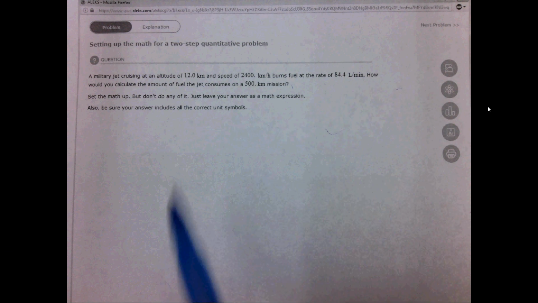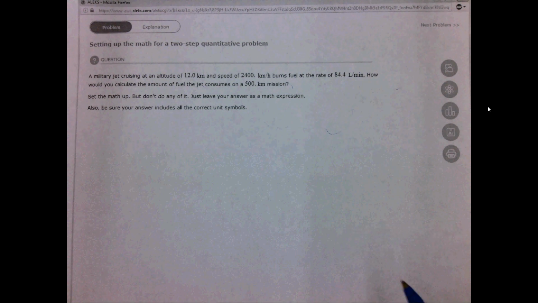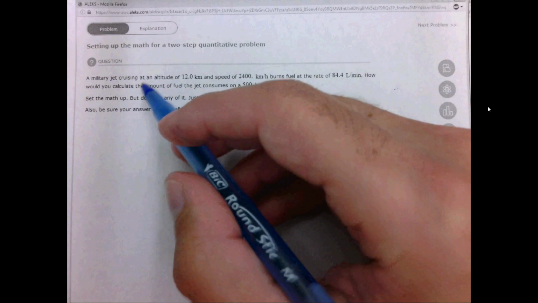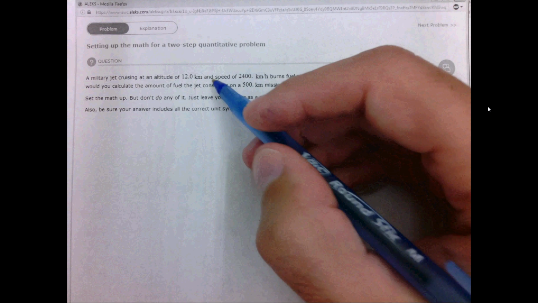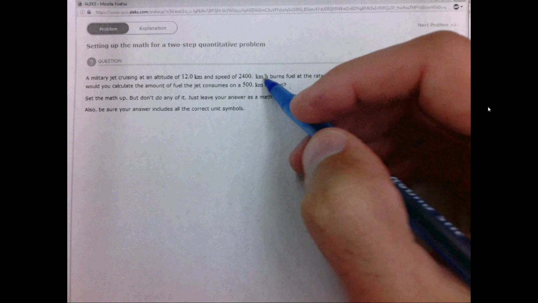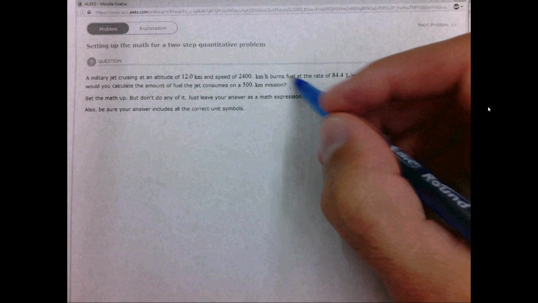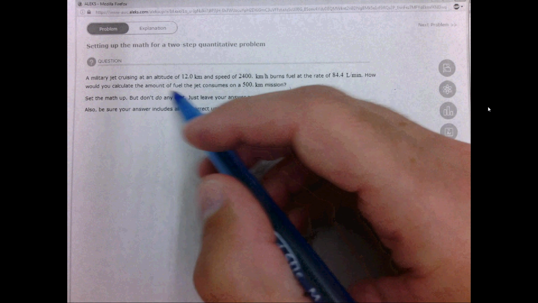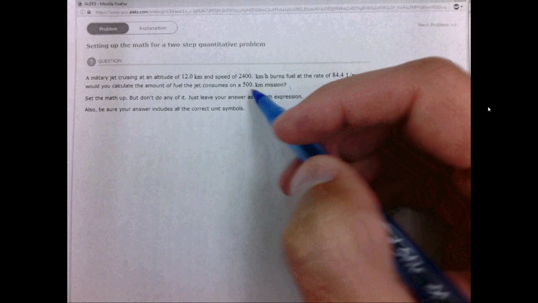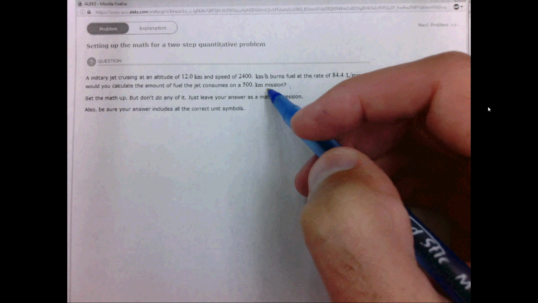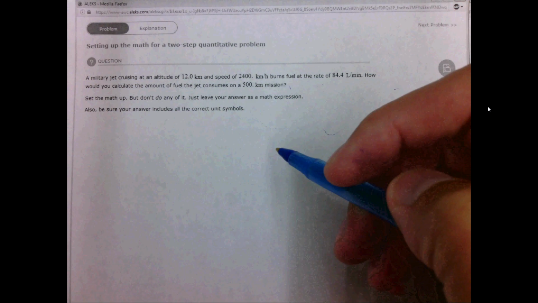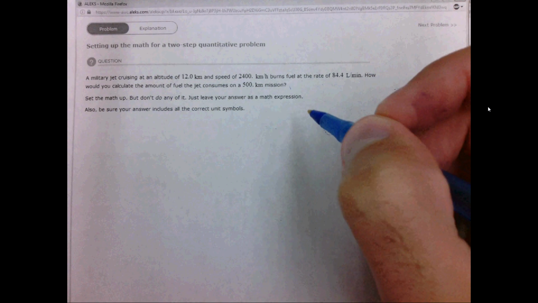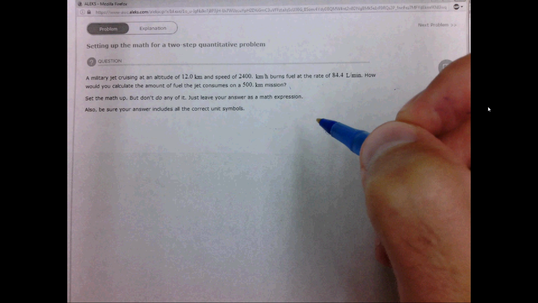In this question, we're asked to set up the mathematical expression, but not actually do the math to solve this problem. It says, a military jet cruising at an altitude of 12 kilometers and a speed of 2,400 kilometers per hour burns fuel at a rate of 84.4 liters per minute. How would you calculate the amount of fuel the jet consumes on a 500 kilometer mission? So this is essentially what we want to determine.